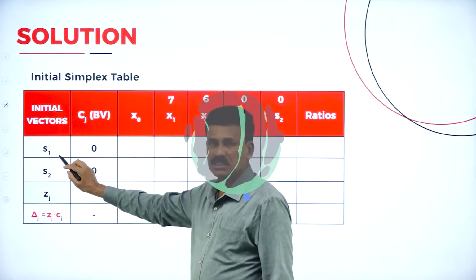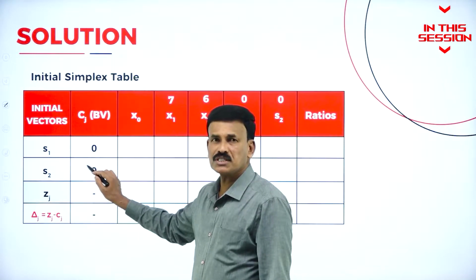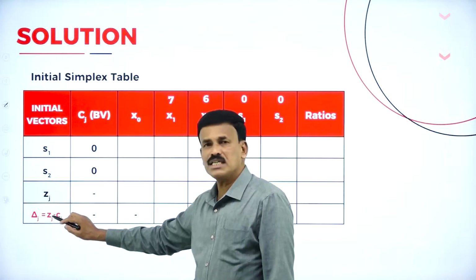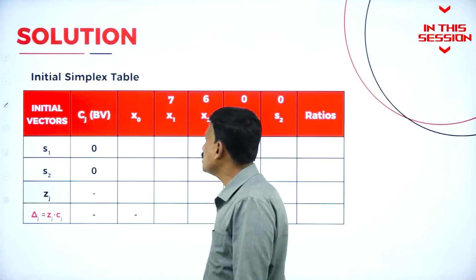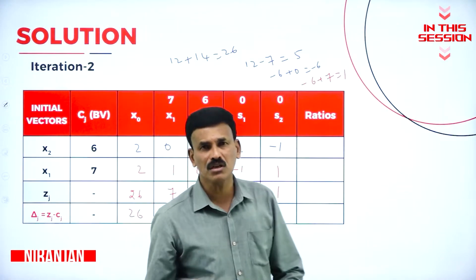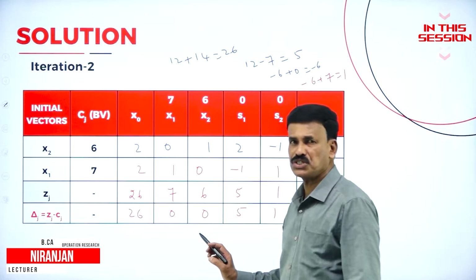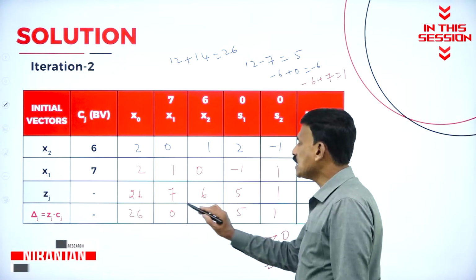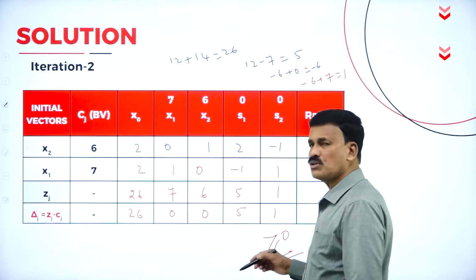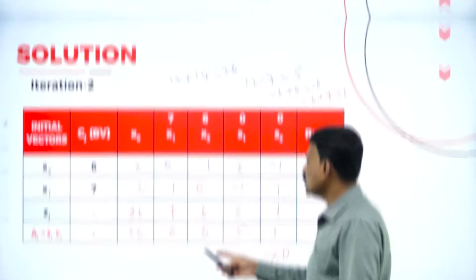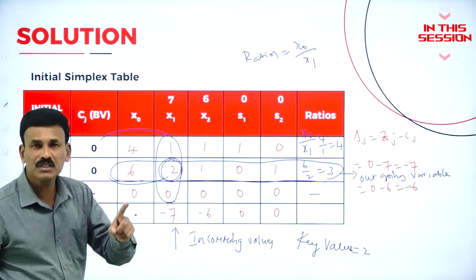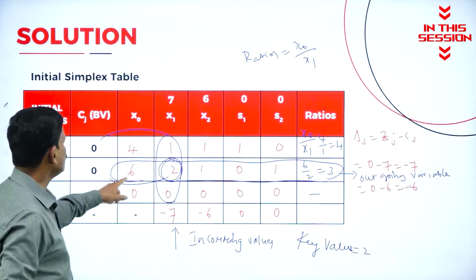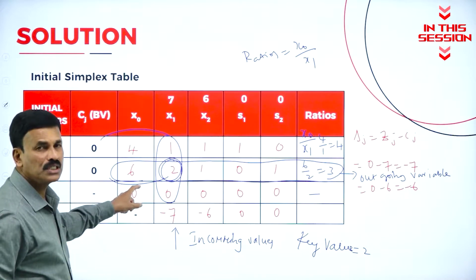The initial vectors are S1 and S2, and the initial cost of S1 is 0 and S2 is also 0, and here it is Zj, and delta J is equal to Zj minus Cj. All the values in the last row are greater than or equal to 0. If delta J is greater than or equal to 0, then optimality is reached. To convert this key element to 1, divide the entire row by this key element. That means divide this second row, R2, by 2.